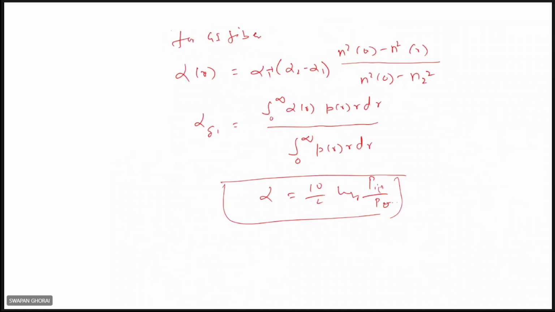For GI fiber, it will be slightly different, because in this case, n is a function of r. So in this case, alpha r is actually alpha 1 plus (alpha 2 minus alpha 1) into (n0 square minus nr square) over (n0 square minus n clad square). N0 means when r equals 0, at the axis, right? Alpha 1 is at the axis, and alpha 2 at the clad. So if you consider this, then you will get the attenuation in GI fiber, alpha r. And this is for a particular mode, for a given mode.